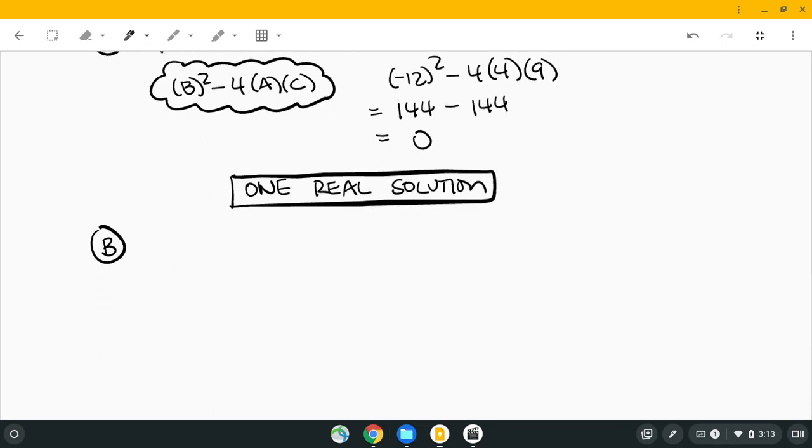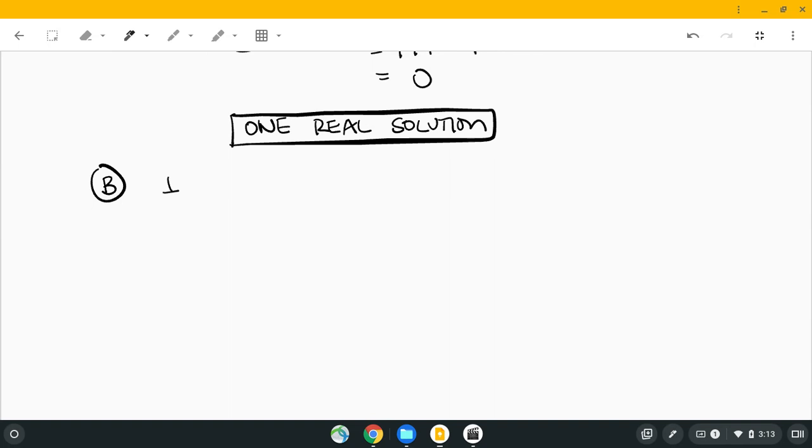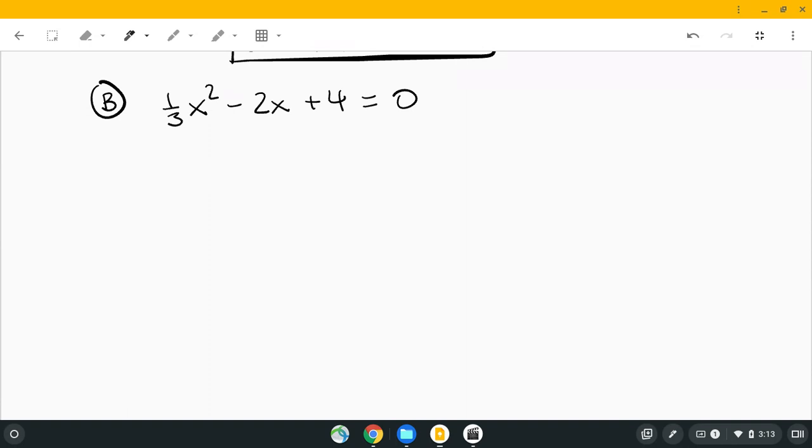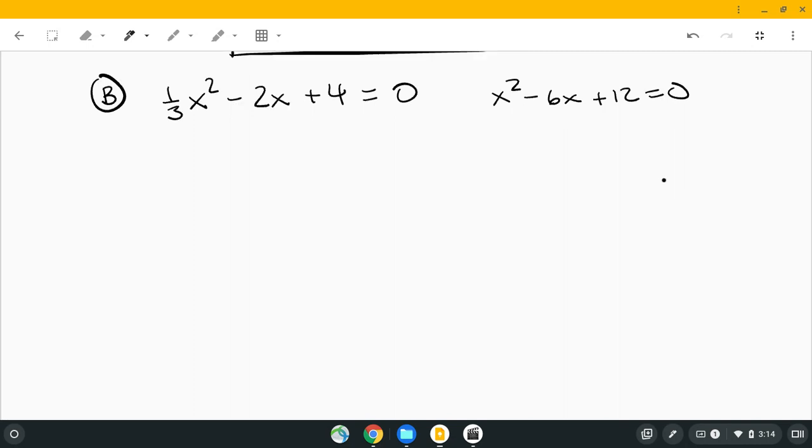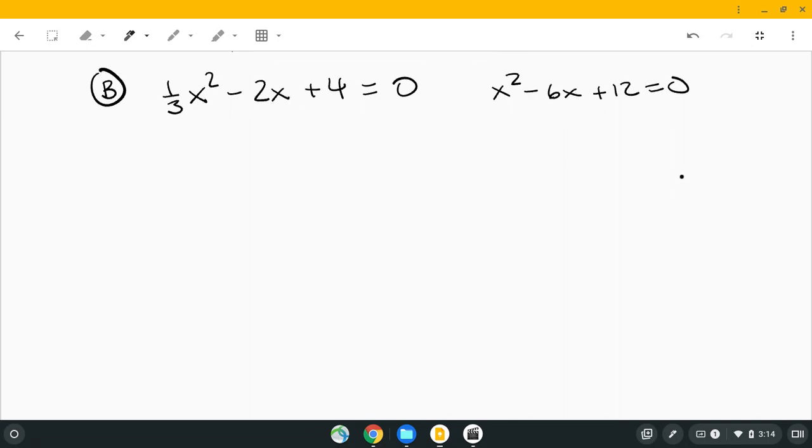Go ahead and try this next one: 1/3 x squared minus 2x plus 4 equals 0. Hit the pause button and come right back. Okay, two ways to go about this. If you want to clear your fraction, you could multiply everything by 3 to avoid them. If you do that, then you would use this equation instead, with 6x plus 12. Either equation will give you not necessarily the same number, but the same scenario. You're either scenario 1, 2, or 3. I'm going to keep this one over here.